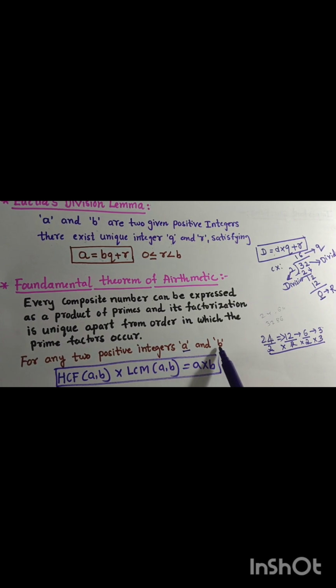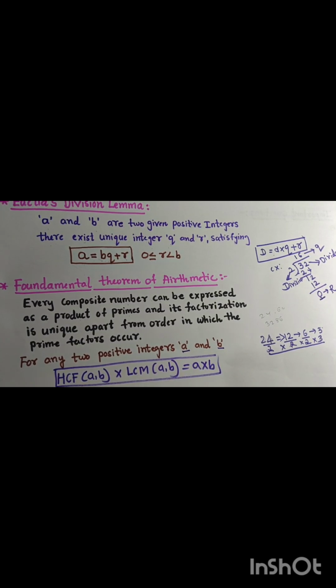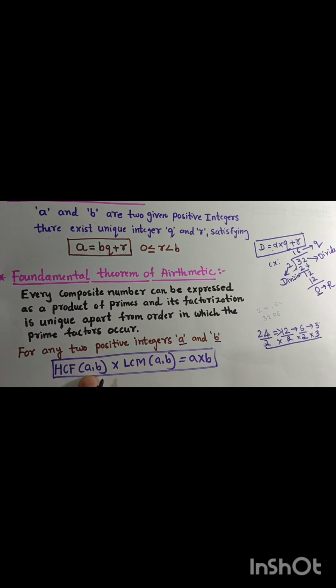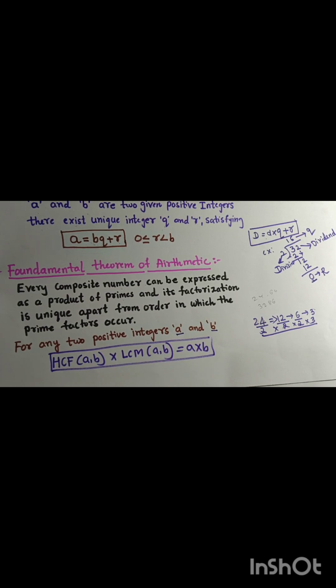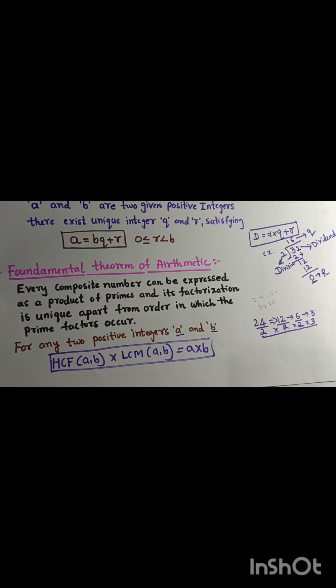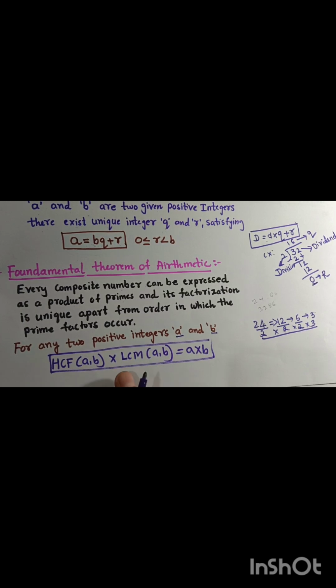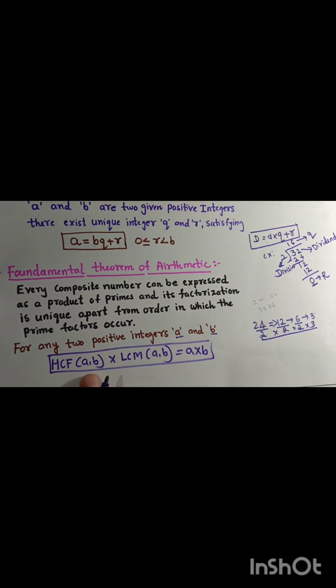b. Any two positive integers a and b. So what does the fundamental theorem say here? HCF of a and b into LCM of a and b. In your previous classes, you studied how to find the HCF. HCF means highest common factor, and you know how to find the LCM, lowest common multiple, also called least common multiple. HCF of a and b into LCM of a and b is equal to the product of the two integers, a into b.